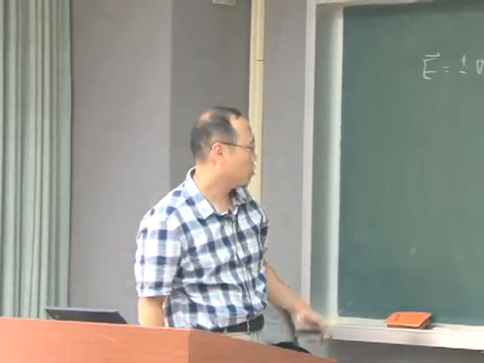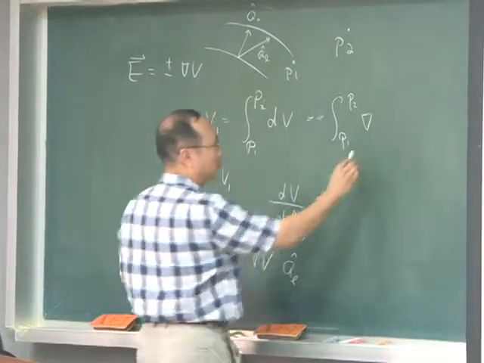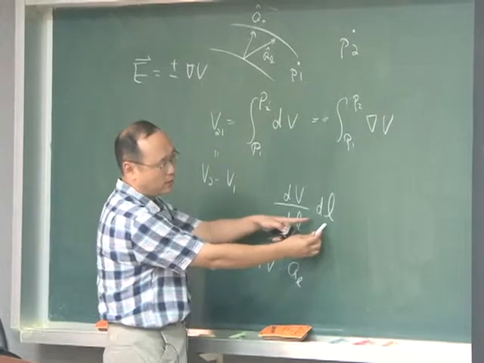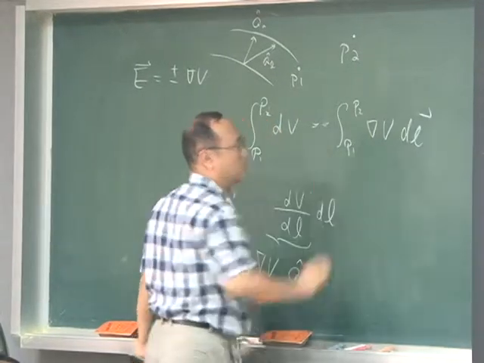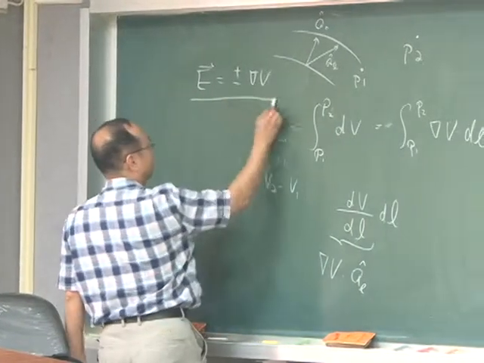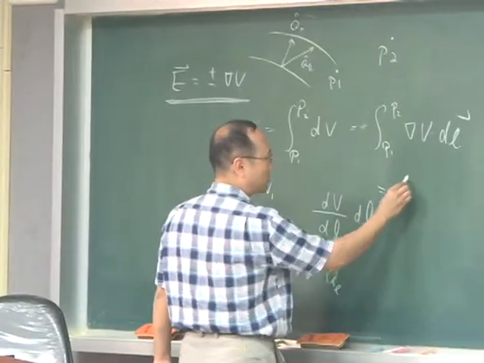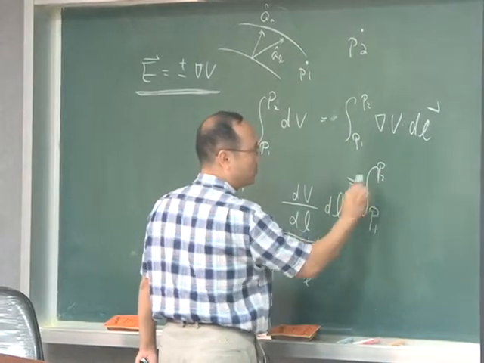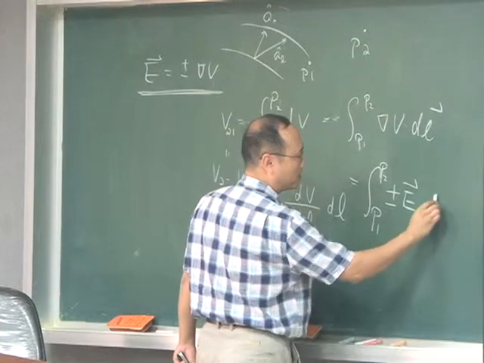Okay. So you can convert this into gradient V al multiplied with the differential length. Basically, you're calculating this. Okay, 没有问题，right? And then we said that the electric field is equal to this quantity. So this is going to be equal to the integration from P1 to P2 of, this could be positive, could be negative, electric field dotted with dl.